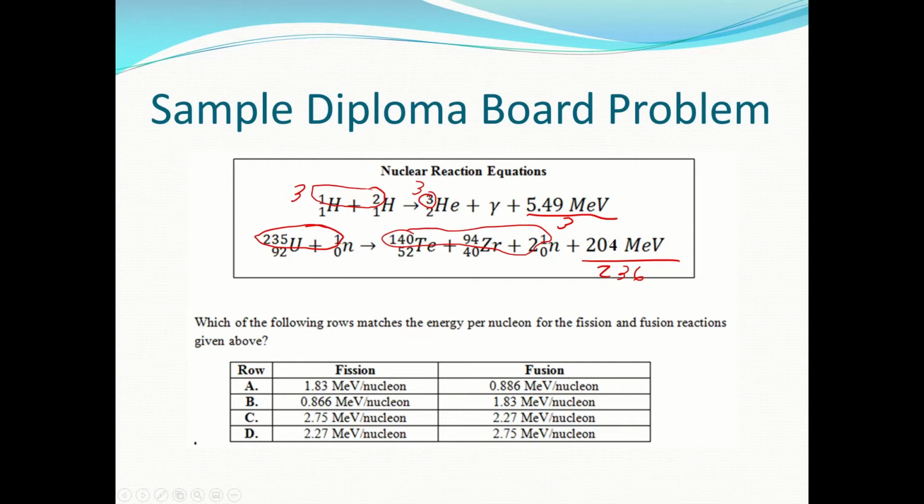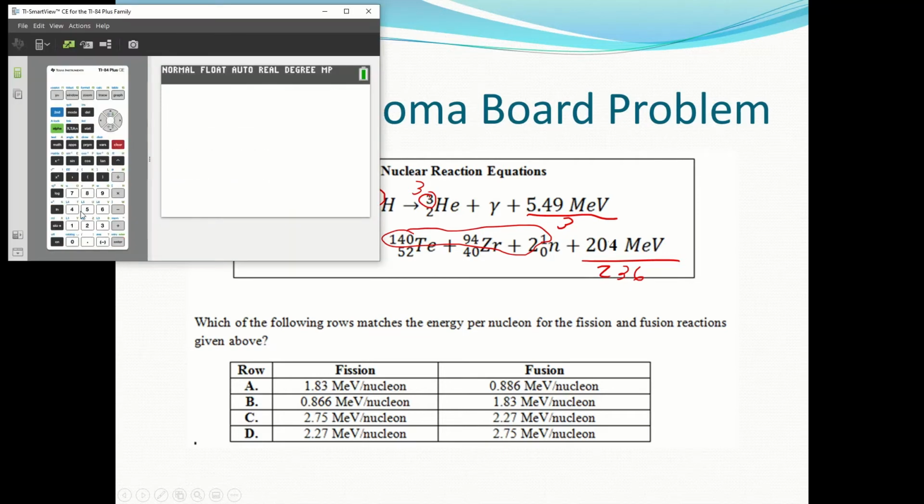And if you do 5.49 divided by 3 and 204 divided by 236, you'll see that the fusion gives off a little bit more energy, 1.83 compared to 1.864.